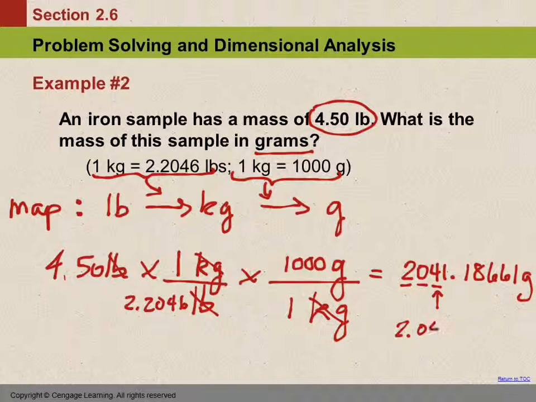So 2.04118661 times 10 to the third grams. Now, 1, 2, 3 significant figures. We don't have to worry that we're changing the value of the number.